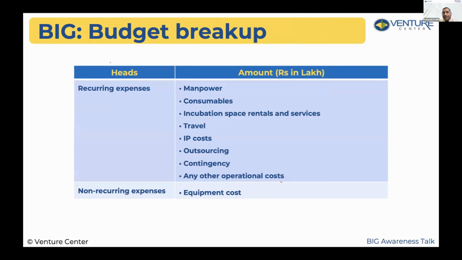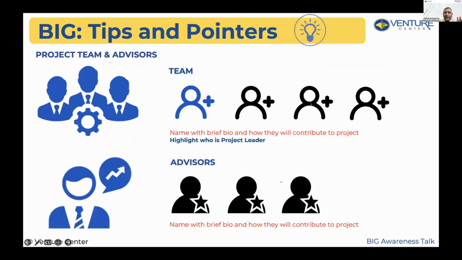The budget breakup has two main parts, recurring and non-recurring. For your own benefit, for your own estimation, you should break up recurring into multiple subparts and think through that as well.